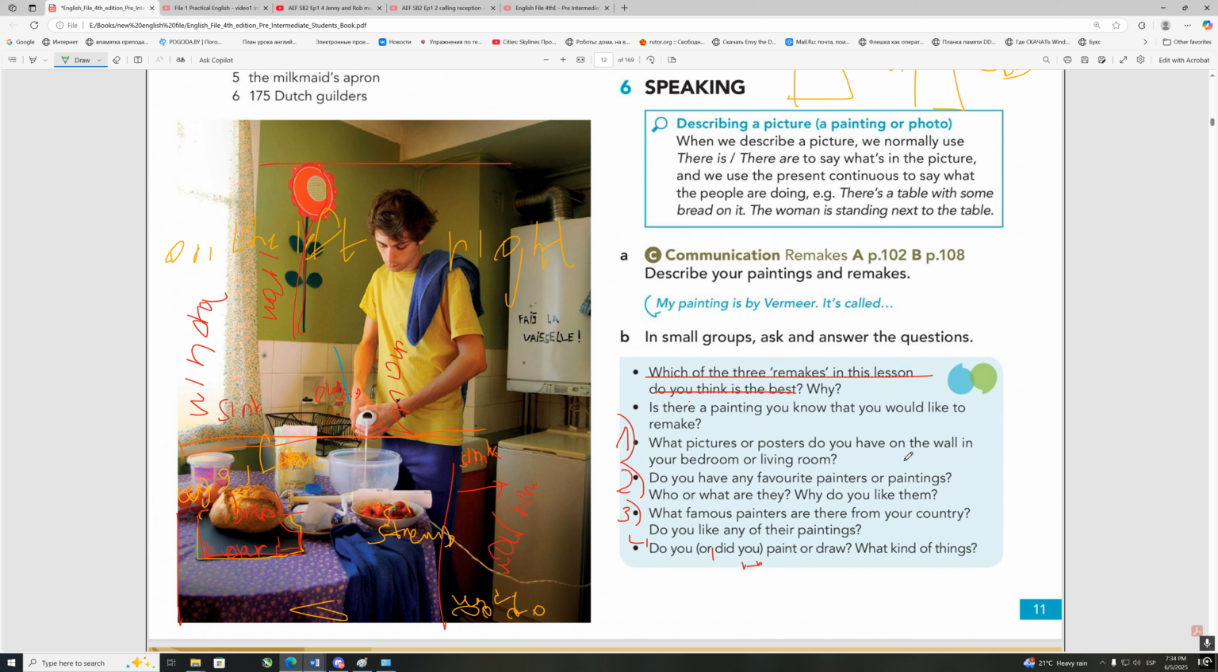What is a wall? I'll show you. Every room has a wall. It's a vertical structure. It begins from the floor, for example, and touches the ceiling. Yeah, it's a wall.